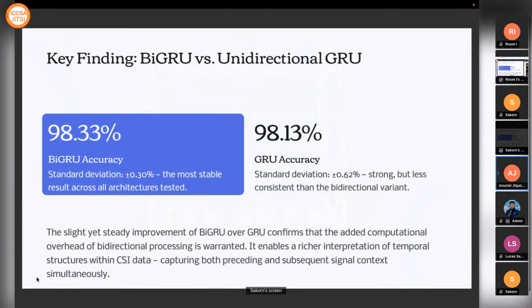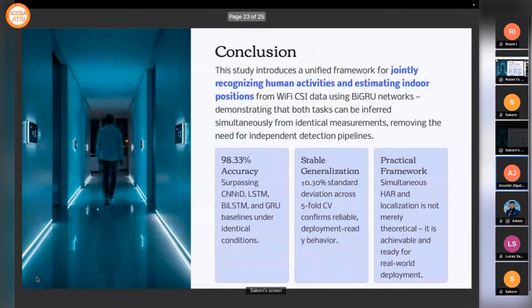I want to highlight one key thing: the comparison between BiGRU and the unidirectional GRU. BiGRU reaches 98.33% accuracy with a standard deviation of just 0.3%, the most stable result across the architectures we tested. GRU alone reaches a respectable 98.13%.